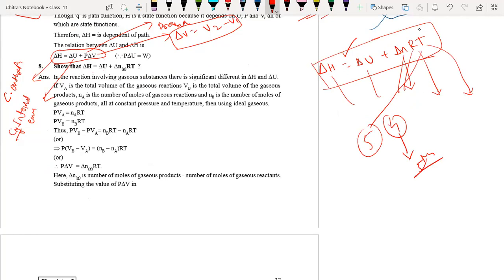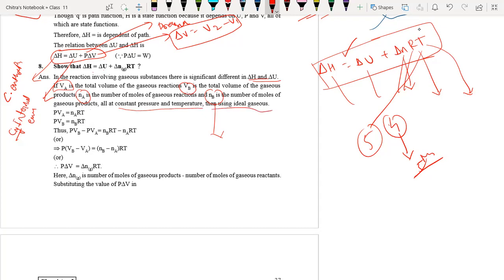In the reaction with gaseous substances, V1 is the initial volume and V2 is the final volume. N1 is the number of moles of the gaseous reactants and N2 is the number of moles of the gaseous products, and del N is the change in number of moles. See, the temperature is constant and the pressure is also constant.